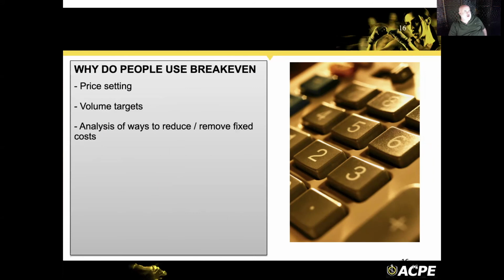Why do we use break even? It can help allow us to understand what price we should charge for a good, how many we need to sell, or what volume we need to target in terms of selling. And it could also help us analyze our cost structures as well. Okay.